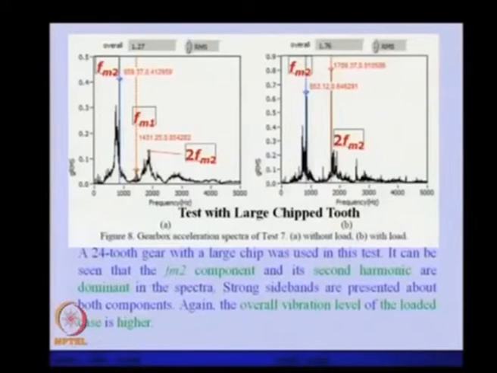That means this is FM2, this is the second harmonic, and this is the first harmonic of FM2. So, they are predominant. FM1 is not that predominant here, and strong sidebands are present about both components. So, sidebands are also there, and we will see the zoom view of this also. Again, the overall vibration level of the loaded case is higher. Even the vibration signal level, if we see, will be higher as compared to the previous one.